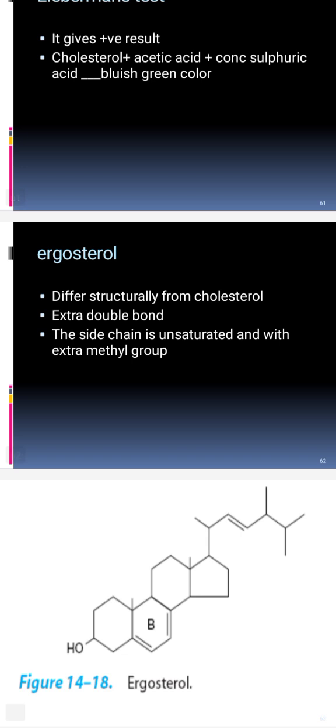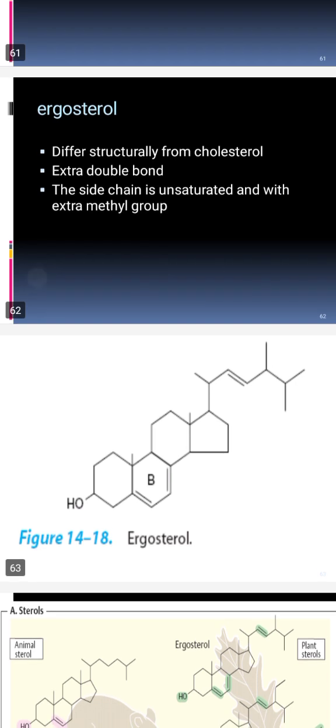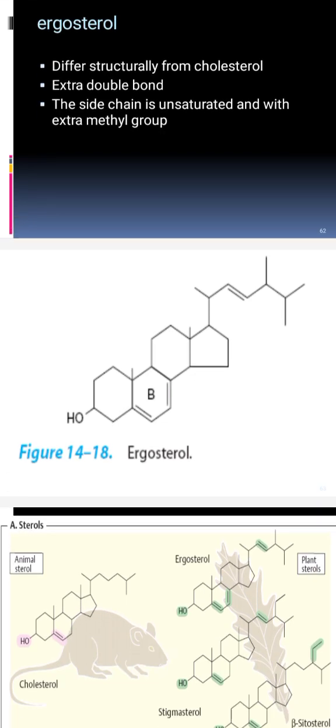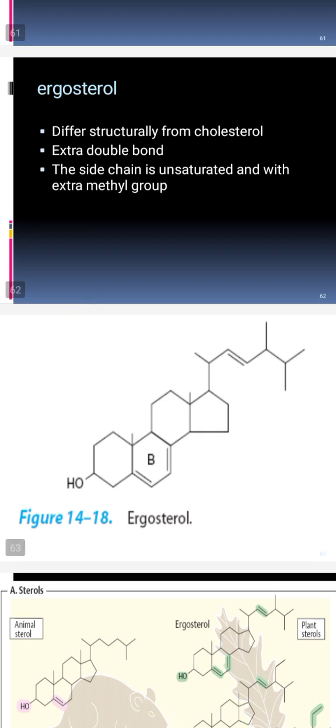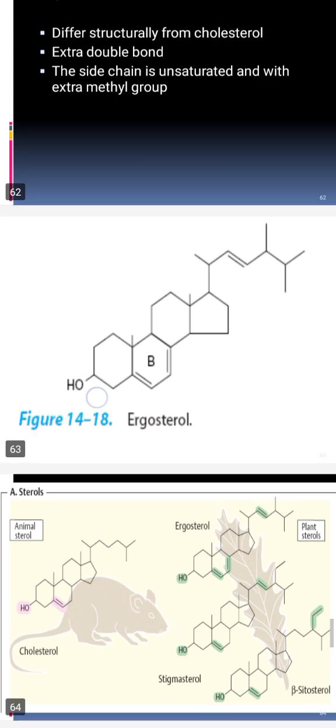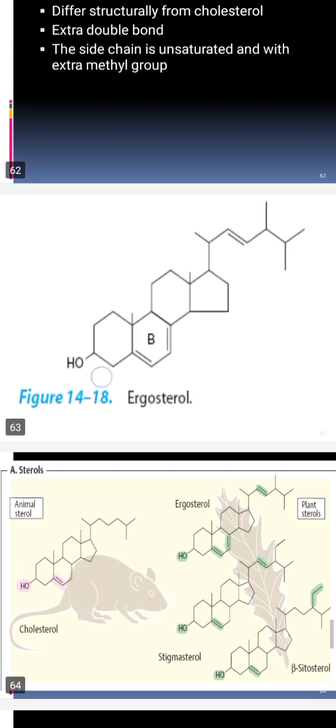The second type of derived lipid is ergosterol. From its name, it has some similarity to cholesterol, but ergosterol is structurally different from cholesterol because it has an extra double bond. If you look at the diagram showing ergosterol, you will see the extra double bond. Also, its side chain is unsaturated and there is an extra methyl group. Ergosterol can generally be present in plants.